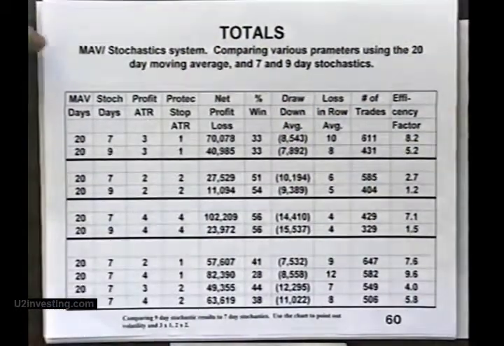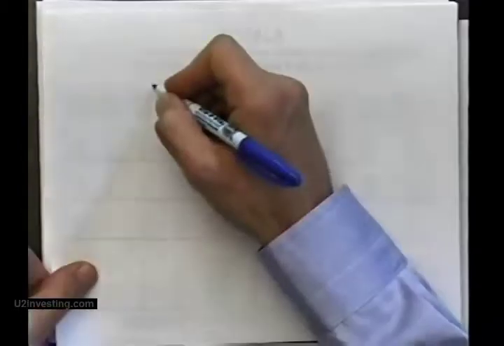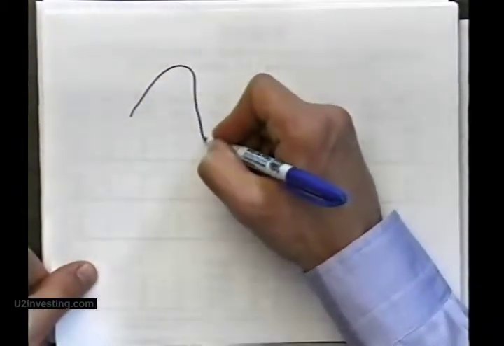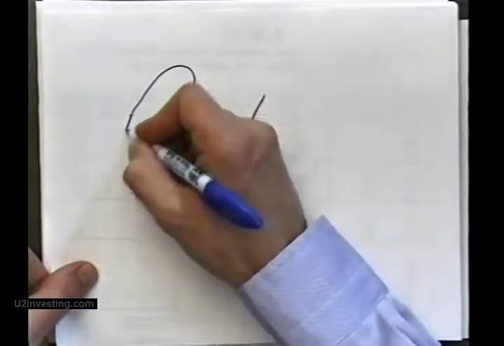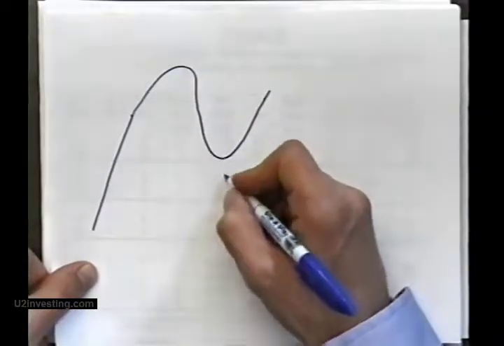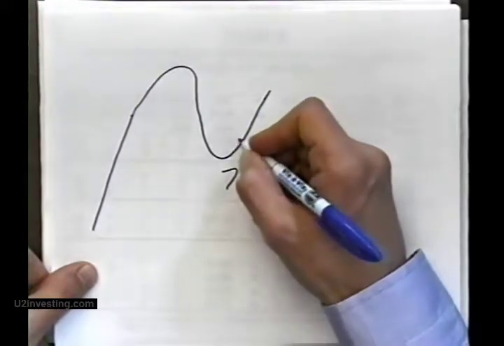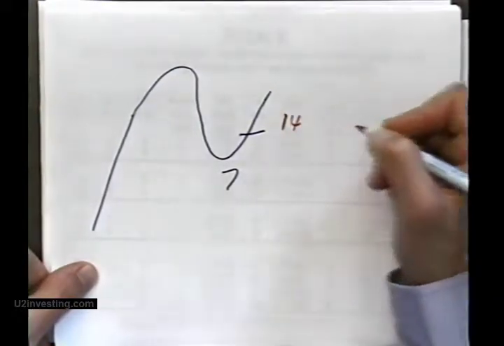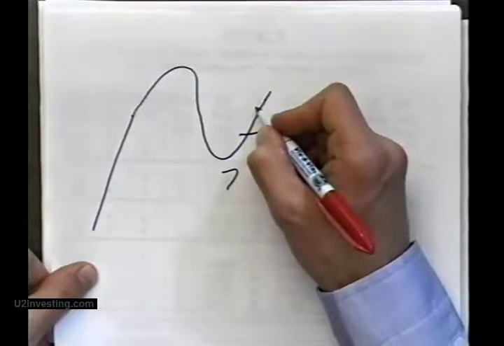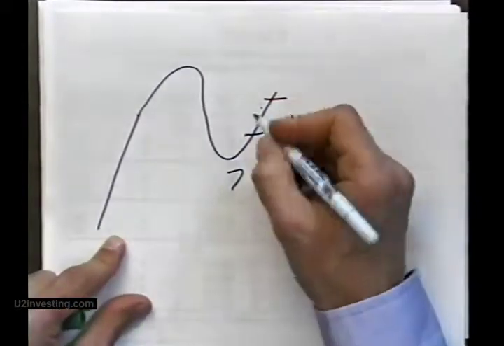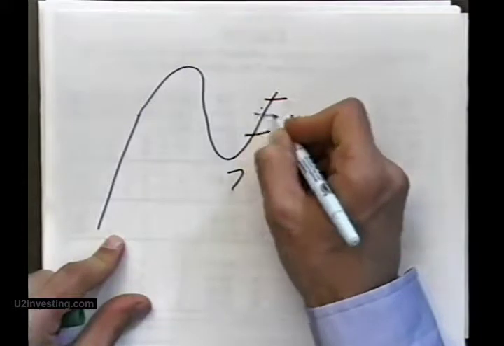This is a table that compares the moving average stochastic system, comparing various parameters using a 20-day moving average and 7 and 9-day stochastic. The question is, is it better to enter sooner or later into the market? Here's what we mean. The market does its correction, and then the uptrend is about to continue. The 7-day stochastics crossover is going to get you in about here, whereas the 14-day stochastics crossover is going to get you in here. The 9-day stochastics crossover is going to get you in approximately here.